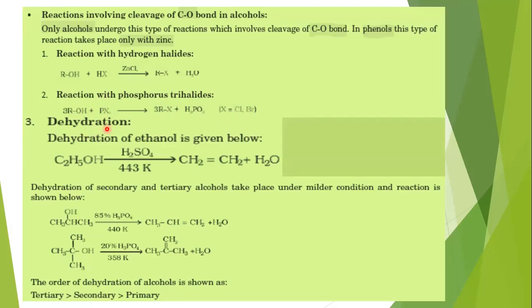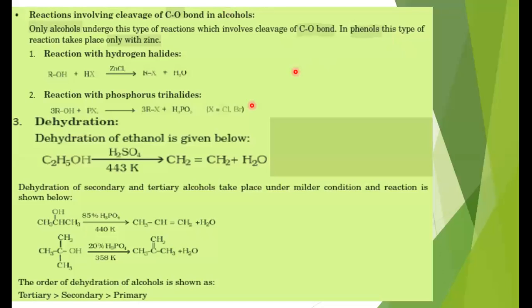Dehydration. Dehydration means removal of water molecule. Dehydration of ethanol is given as below: C2H5OH, CH3CH2OH, in presence of a dehydrating agent like H2SO4, C2H5OH, H2SO4 at 443 Kelvin.